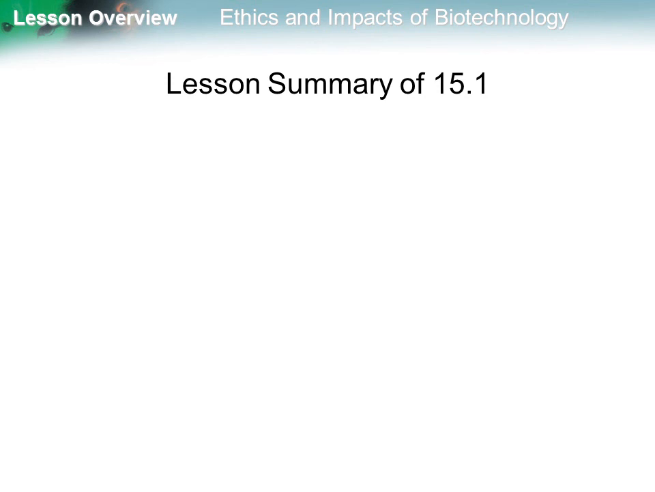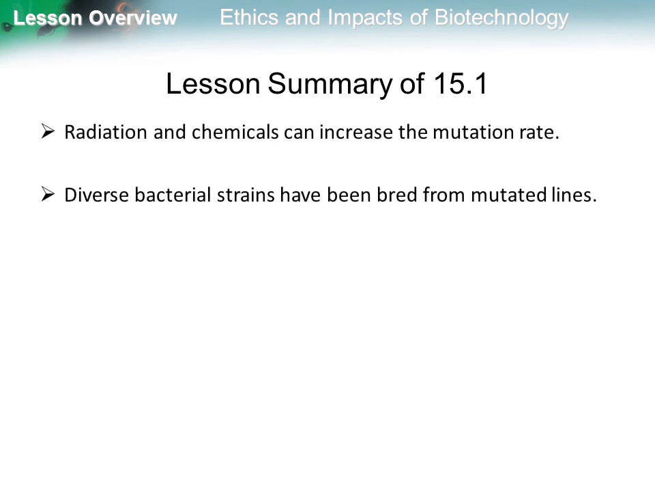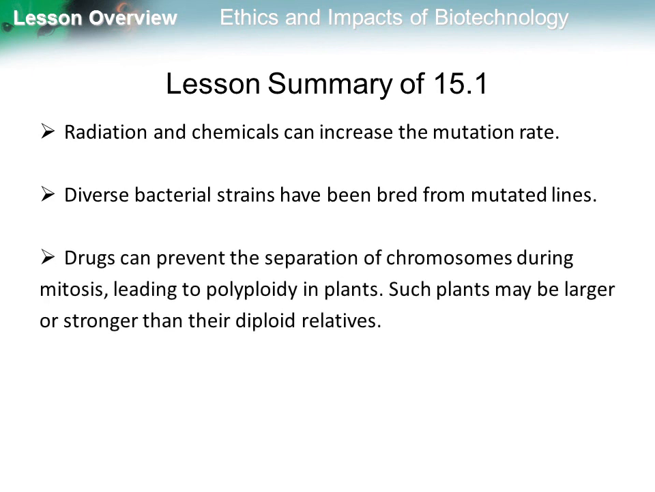Now let's see factors that affect mutation. Radiation and chemicals can increase the mutation rate. Diverse bacterial strains have been bred from mutated lines. Drugs can prevent the separation of chromosomes during mitosis, leading to polyploidy in plants. Such plants may be larger or stronger than their diploid relatives.